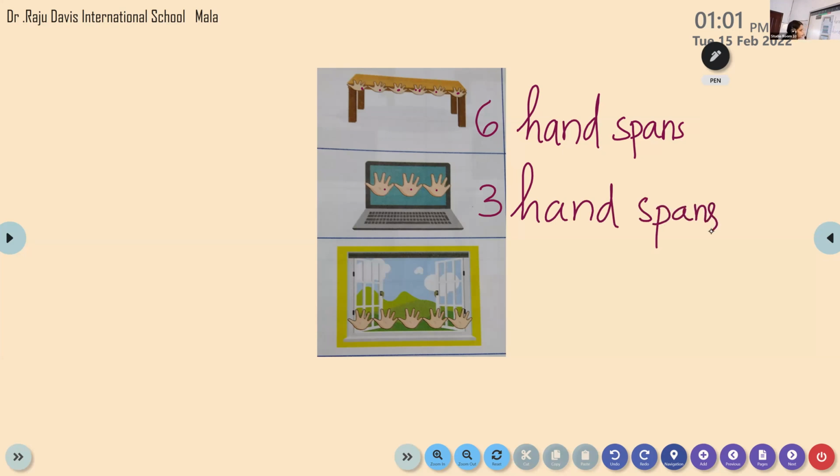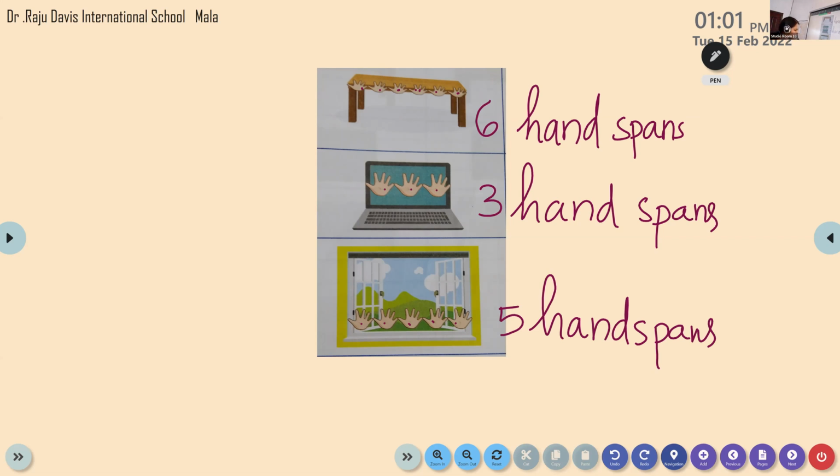Now you can see the window, the length of the window. Dhananjay, how many hand spans? 5. Very good. 1, 2, 3, 4, 5. So 5 hand spans. So hand span means it is the distance, when we stretch out our hand, from the thumb finger to the small finger. That distance we can call hand span.